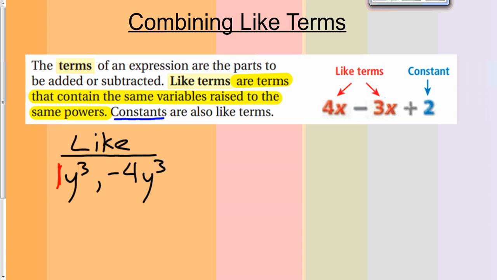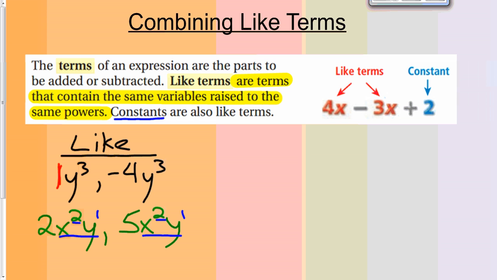Other like terms, if we had something like 2x squared y and 5x squared y, those would also be like terms, okay? Because we have the same variables, and the x is to the same power, and the y's are also to the same power. Those are like terms, which means they can be combined.